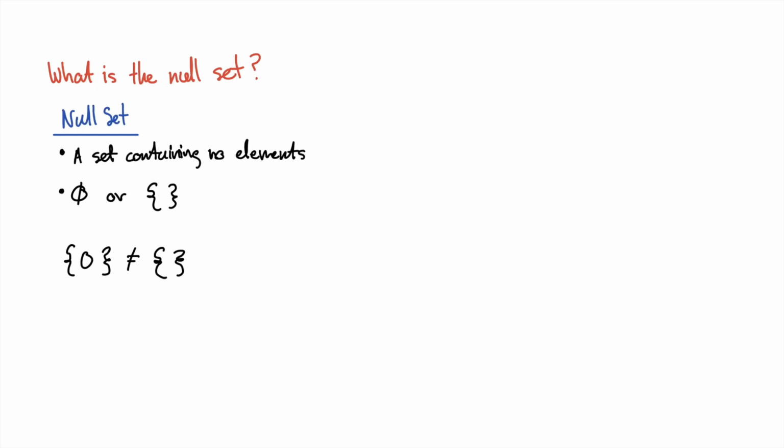Obviously, we think of 0 as nothing. However, in set theory, this is the set that contains 0, and this is the set that doesn't contain anything. So this set will contain one element, but this set contains 0 elements.